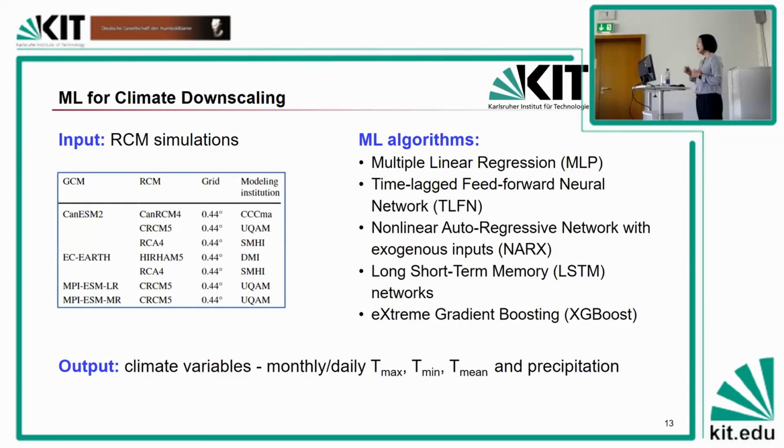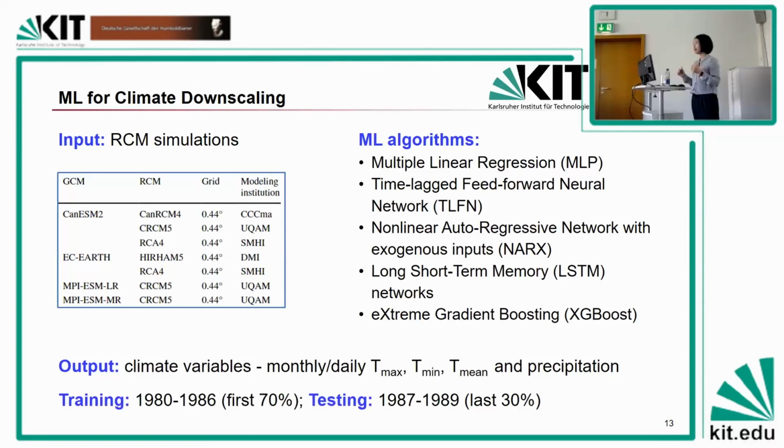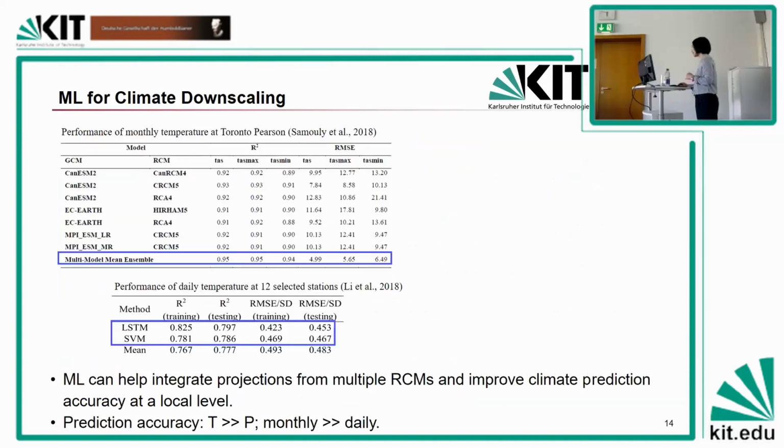We want to see what's the best algorithm that fits our problem, and also because we had a bit of a problem trying to improve the accuracy of precipitation prediction. So we tried different algorithms. And we had 10 years of data, splitting it into 70% for training and 30% for testing.